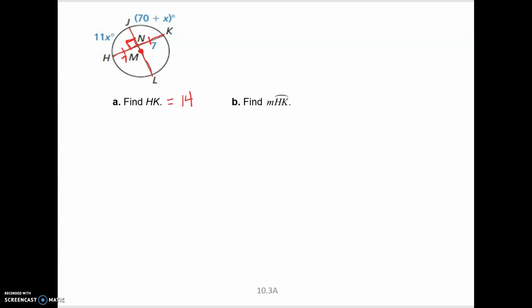Okay, and the second part of this says find the measure of arc HK. So we're going to find the measure of the outside right there. Since we know that those arcs should be congruent, we're going to set them equal to each other. So 11x equals 70 plus x. I'm going to go ahead and subtract x over. So I get 10x equals 70, divided by 10, and I get x equals 7.